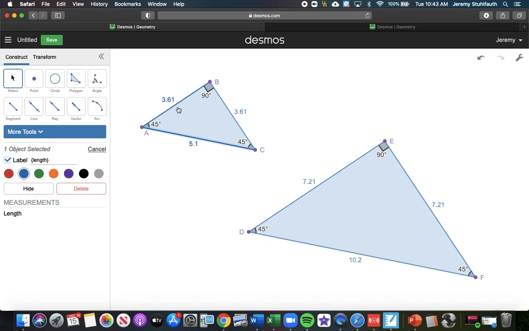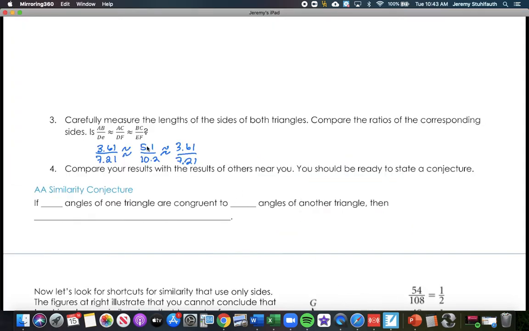And I'll flip back to the notes here in just a second so you can see what I wrote. AC is 5.1. DF is 10.2. And then we have BC, which is 3.61 over 7.21. Okay. And flipping back to the notes, you'll see that I wrote down these ratios, and this little symbol means that they're approximately the same.